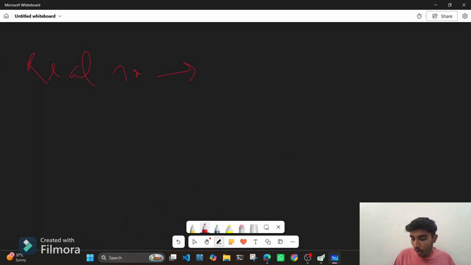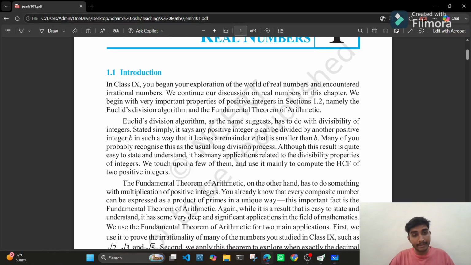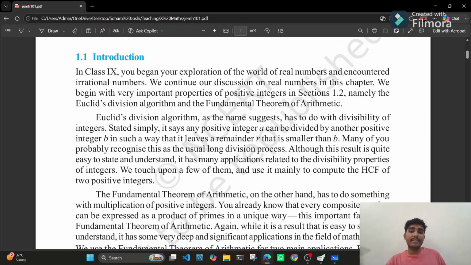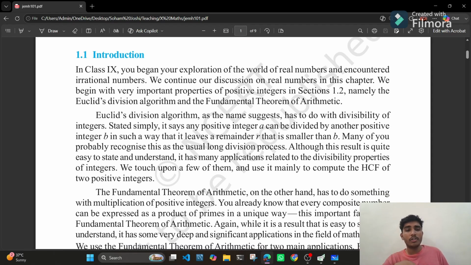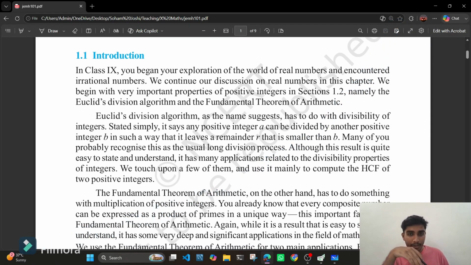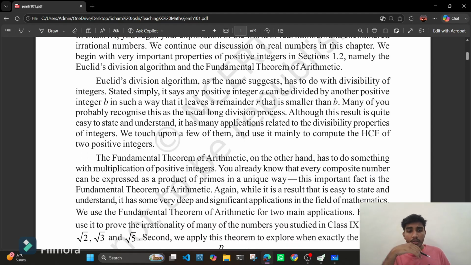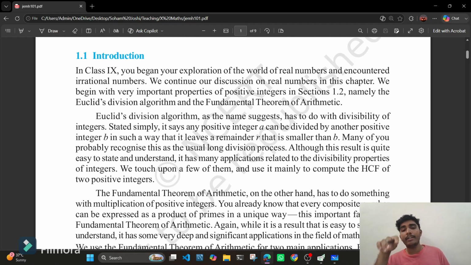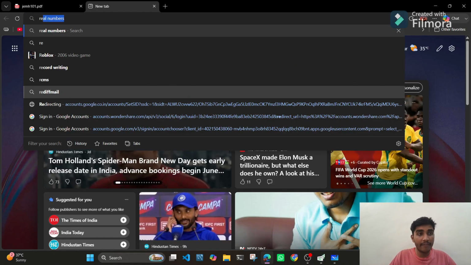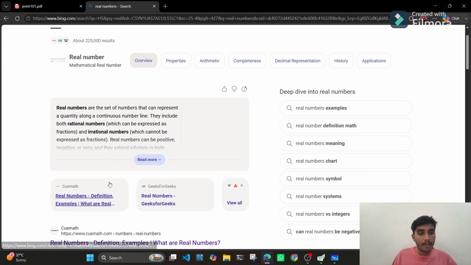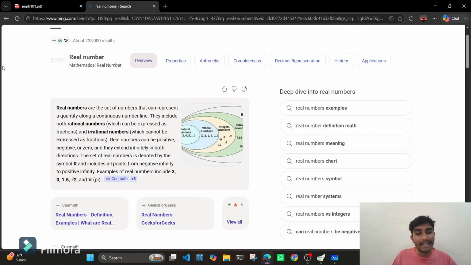So what are real numbers? Real numbers consist of all the numbers, that is integers, positive integers, negative integers, rational, irrational, everything. In earlier sections you have discussed real numbers and encountered irrational numbers. Real numbers include all the numbers that are possible and that can be shown on the number line. The definition: real numbers are the set of numbers that represent a quantity along a continuous number line.